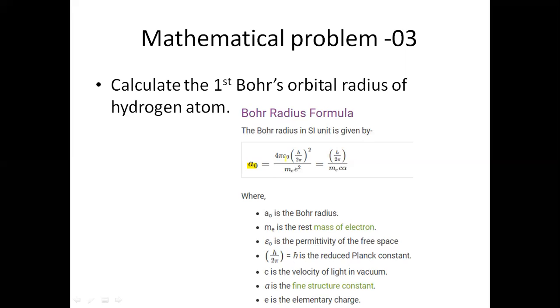We know that for epsilon the value is 4 pi into 10 to the power minus 7, the value of h is 6.63 into 10 to the power minus 34, the mass of the electron is 9.11 into 10 to the power minus 31, and the charge of the electron is 1.6 into 10 to the power minus 19. By putting in all these values, we can calculate the orbital radius of the hydrogen atom.